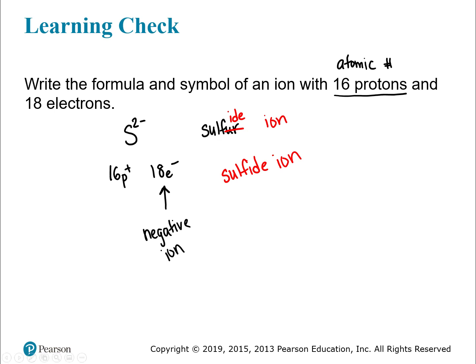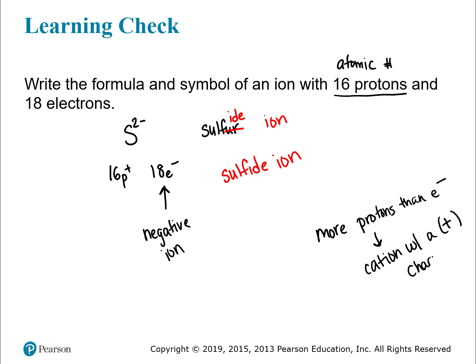Now let's say that we had an ion that had more protons than electrons. That's going to be a cation with a positive charge. So it would be a metal. Just like here, we've got a nonmetal. So use all the things you know to help you with solving a problem like this.